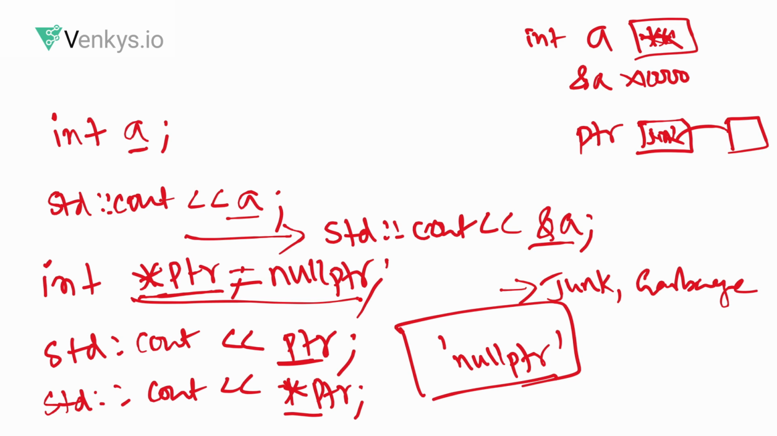So this covers how to declare a variable and a pointer variable, what happens if you don't initialize a variable and a pointer variable, and how to safely initialize pointer variables.